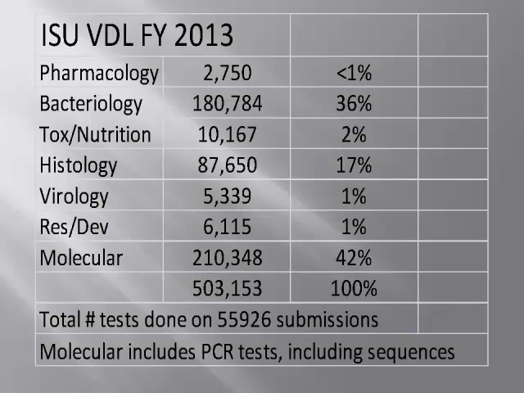So it can change. And this is their fiscal year 2013, almost 56,000 submissions or cases, and 500,000 individual tests. And I took serology out of there. Serology was another big chunk, but for diagnostics, I took that out. So these are, again, back to tissue and sick pig diagnostics.